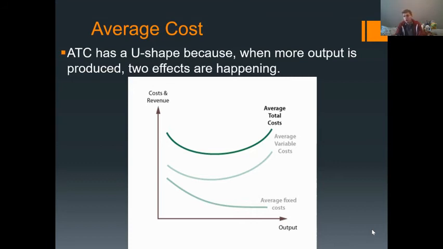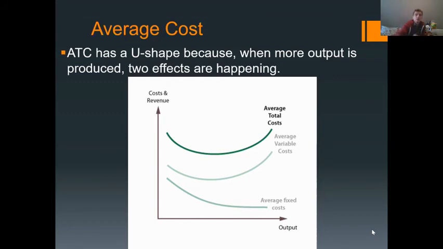Now, if you don't draw it that way, are they going to take off points? No, I've never seen them do that. But important things are that you do need your ATC U-shaped and you need your AVC U-shaped. So they should be ATC above, AVC below, both U-shaped.